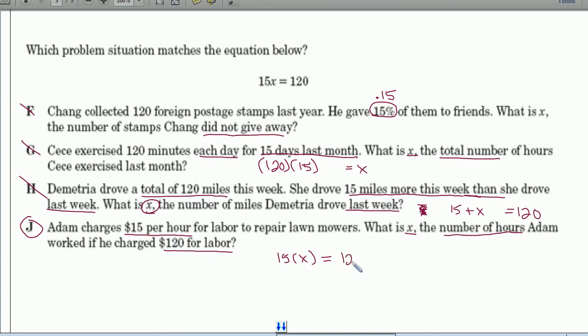And he earned $120. Now we know that they don't tell us the word total in this answer choice, but that's how much money he got total. So 15 times X equals 120. That matches the equation. So J is the right answer.